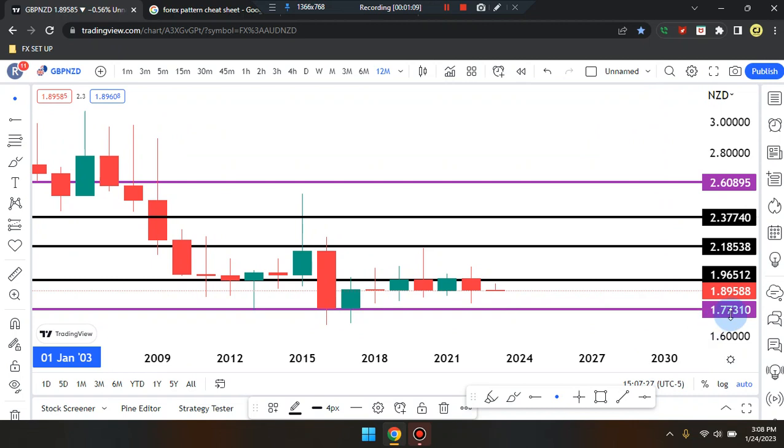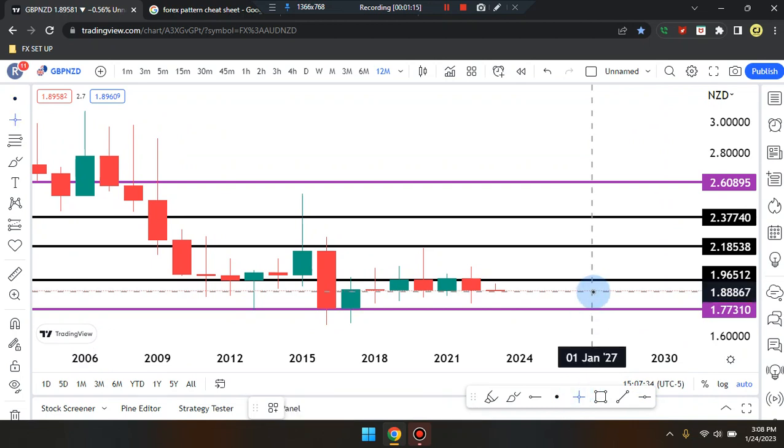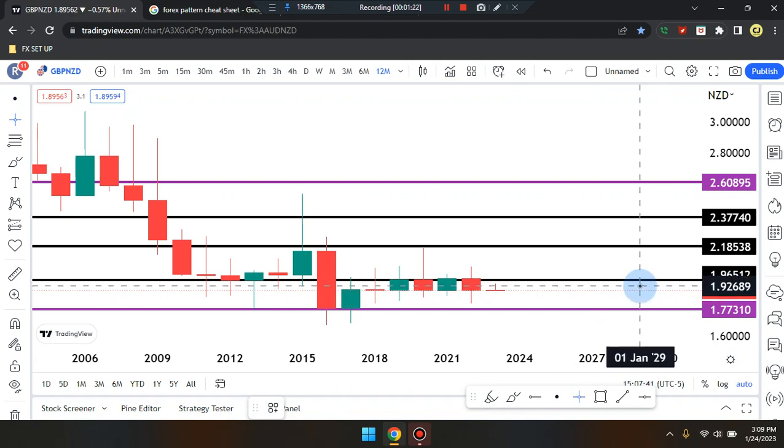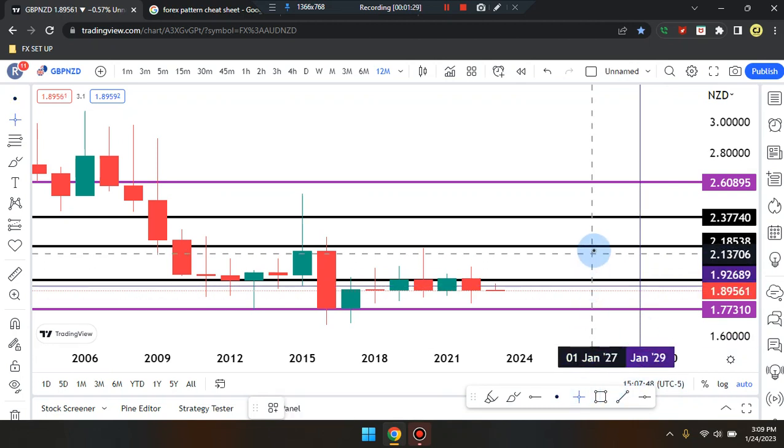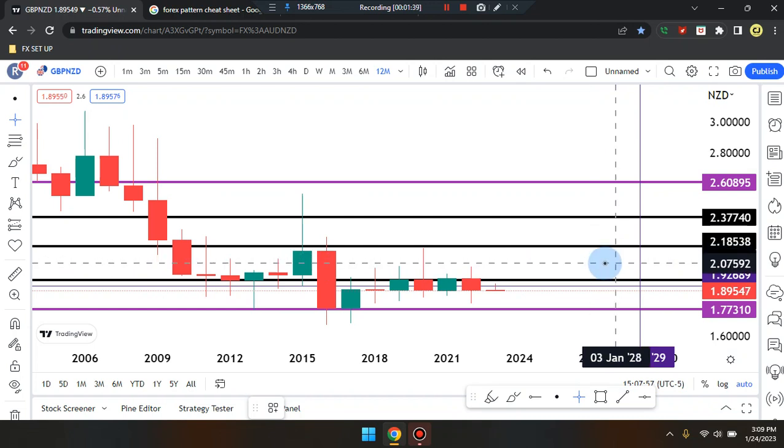So zooming over, the price action is sitting at 1.89583. So if price works its way up, it can tag that resistance line in black at 1.96512 before tagging the midpoint within that area at 1.92689. If price pushes up further, it can tag the next resistance line in black, sitting at the numbers of 2.18538 before tagging the midpoint within that area, which will be at 2.07592.